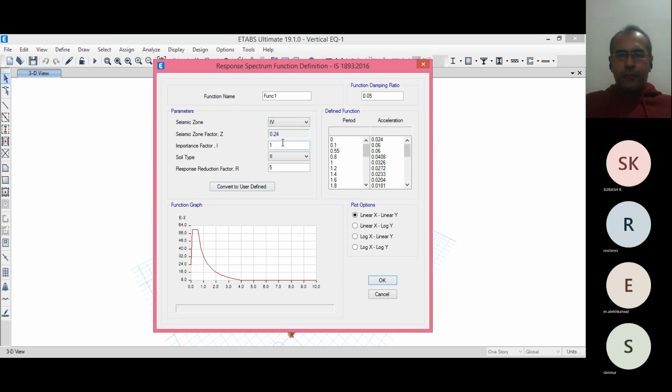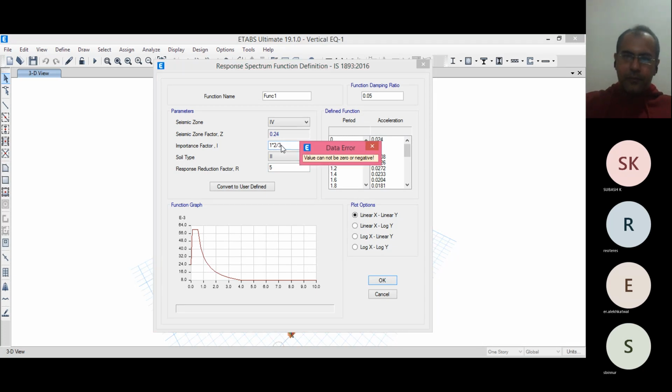So if I take it to zone 4 and I make I equal to 1 and response reduction factor is 5, so your Z is considered, and your R is considered, and I is considered, and it is already taking Z by 2. Okay, so this is right now Z by 2. So Z by 2 is considered. Your R and I are also considered here in the response spectrum function. So what has been considered? Z by 2 and R by I. Clear? So that much has been considered in this response spectrum function. So what you can do, 2 by 3, you can multiply it here, right? Into 2 divided by 3.